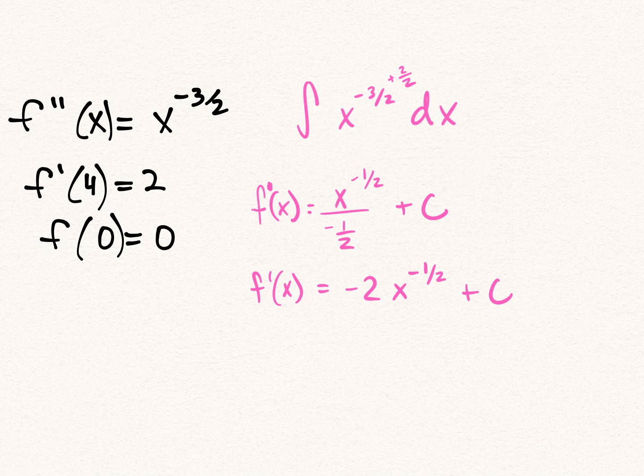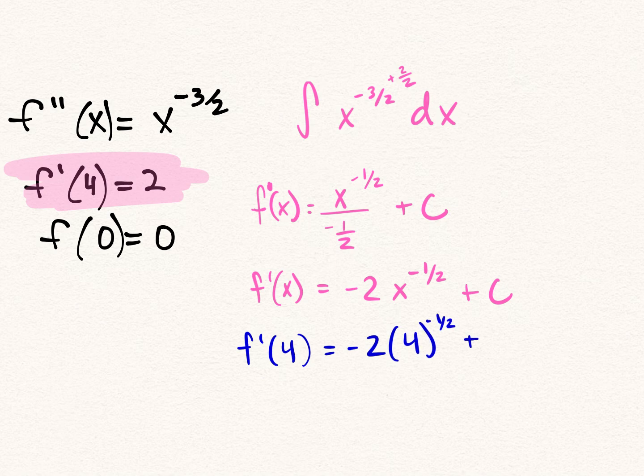So we're going to use this piece of information since this is our first derivative. So we're going to find f prime of 4. We're going to plug 4 into the x now, so negative 2 times 4 to the negative 1/2 power plus c. And f prime of 4 is equal to 2, so I'm going to plug that 2 in there.